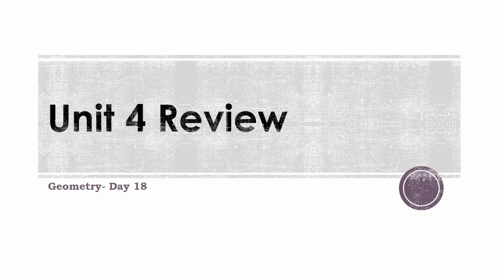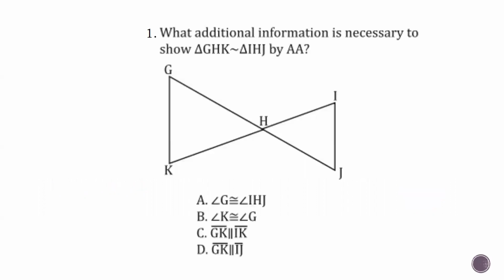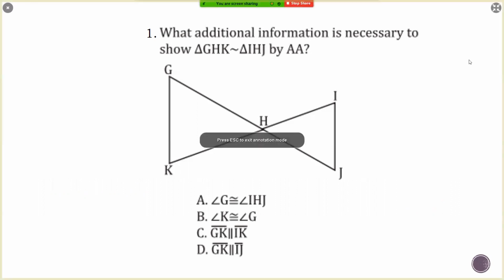All right, so today we're going to look at the Unit 4 review, just working through problems similar to problems that will be on your test. So what additional information is necessary to show these two triangles are similar? It's important to notice that this is the symbol for similar, not congruent. So we're proving them similar by AA. If I'm proving two triangles similar by AA, I have to show that I have two pairs of congruent angles.